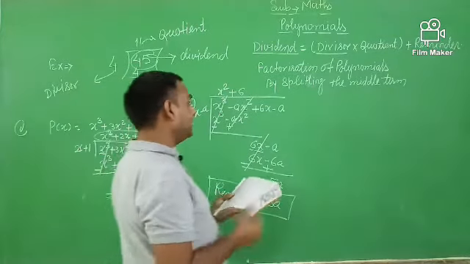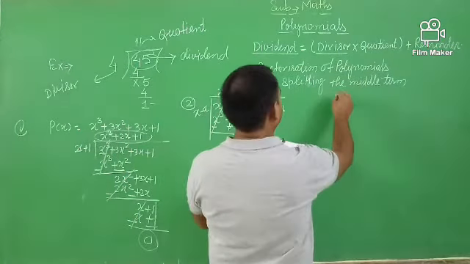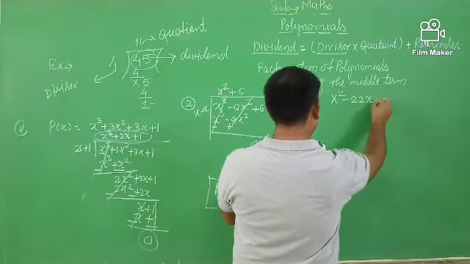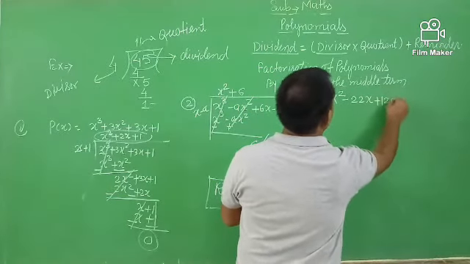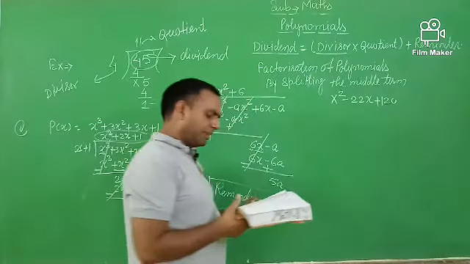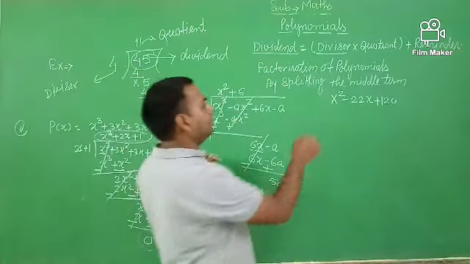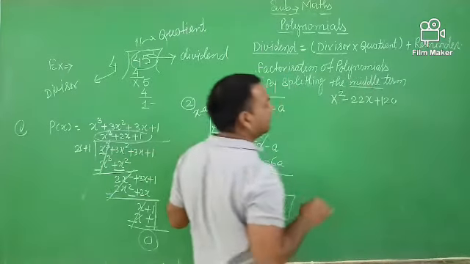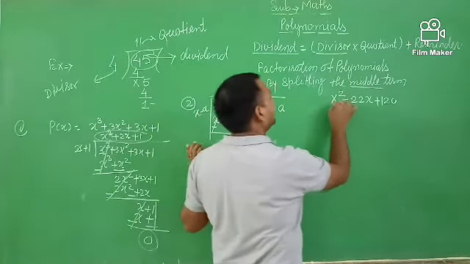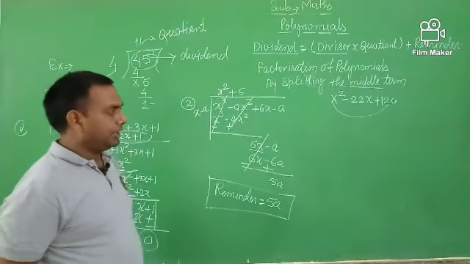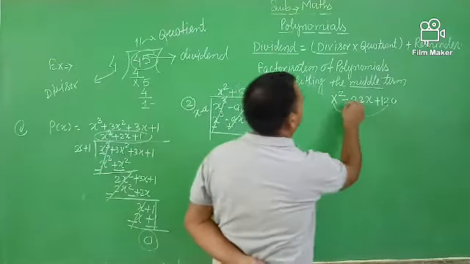I give you an example here: x square minus 22x plus 120. How can we factorize it? This is the example of splitting the middle term. It means first you multiply the first term with the last term, so it becomes 120, and here is 22.